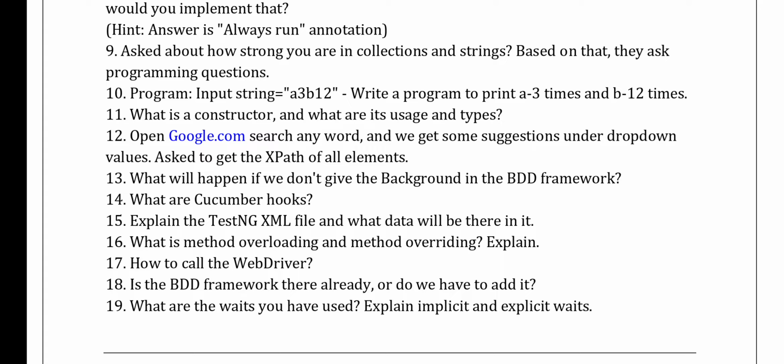Next, what is a constructor and what are its usage and types? And the next one is one where you need to write the XPath. Open google.com, search for any word, and we get some suggestions under the drop-down. Those are the auto suggestions. Okay, so you have to get the XPath of all those elements. And you need to write the script and XPath for all those elements.